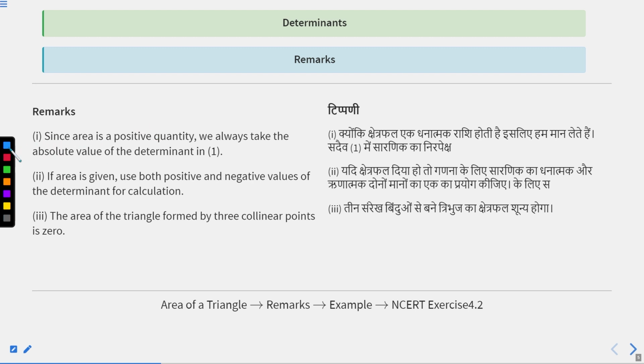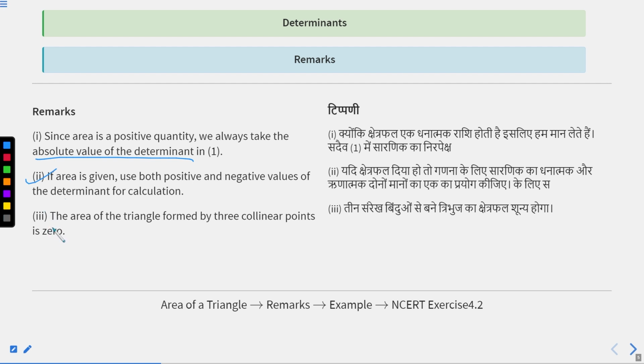Since area is always a positive quantity, yes, but in determinants we always saw that determinants could be negative also. So since area is a positive quantity, we always take the absolute value of the determinant. Whatever the determinant answer will be, please take it in absolute value. Now, if area is given, use both positive and negative values of the determinant for calculation. Suppose area is given, then you have to use both the positive and the negative values of the determinant for calculation. You will see what this second point says.